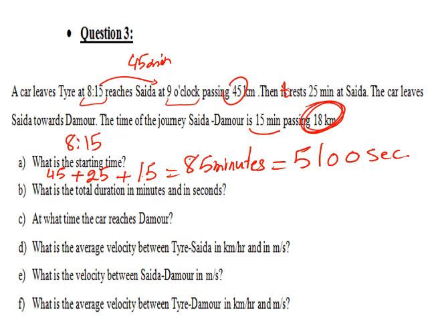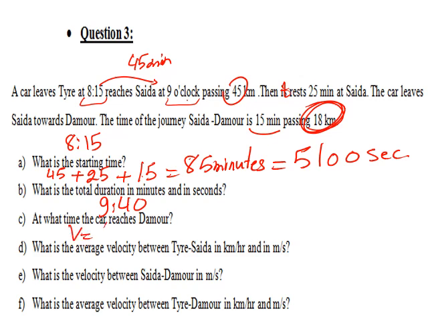At what time does the car reach Damour? You have 45 minutes to reach Saida, 25 minutes resting, so we have about 85 minutes. Okay, so it reached Saida at 9, plus 25 or 15, we have 30, 40 minutes, so 9:40. It reached at 9:40.